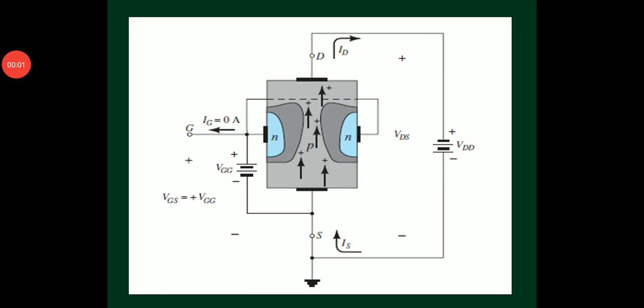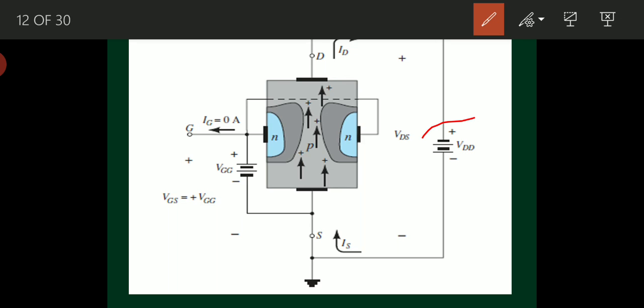So in continuation to my previous class, how I have to apply voltage VDD here for a p-channel JFET. Here the p-type substrate means holes are the majority charge carriers, and the source terminal is here, the gate is here, and the drain is here. I can compare the function of the source terminal with the function of the emitter terminal in a BJT.